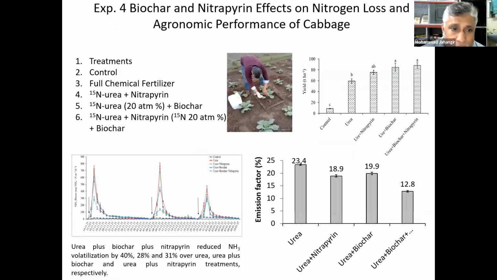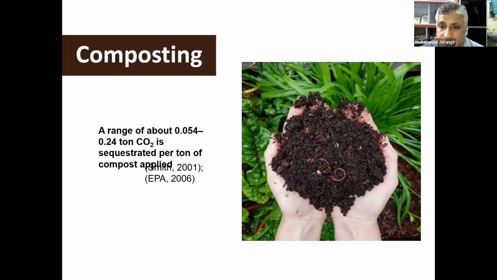Okay, then another one, we applied biochar with an isotopic technique, and the same result again. The biochar applied plot increased cabbage yield and reduced ammonia volatilization loss. That means there is a corresponding increase in nitrogen use efficiency.